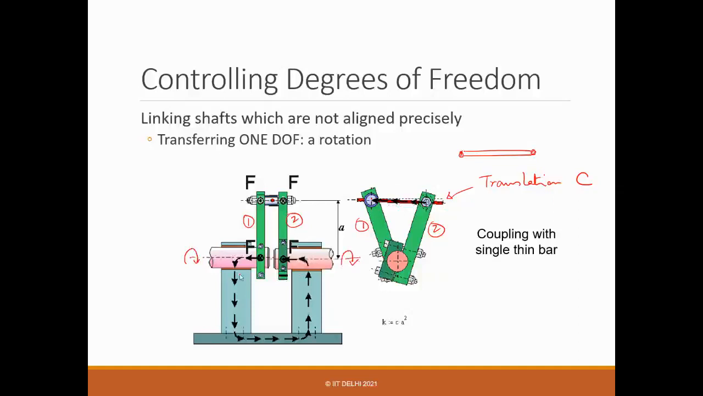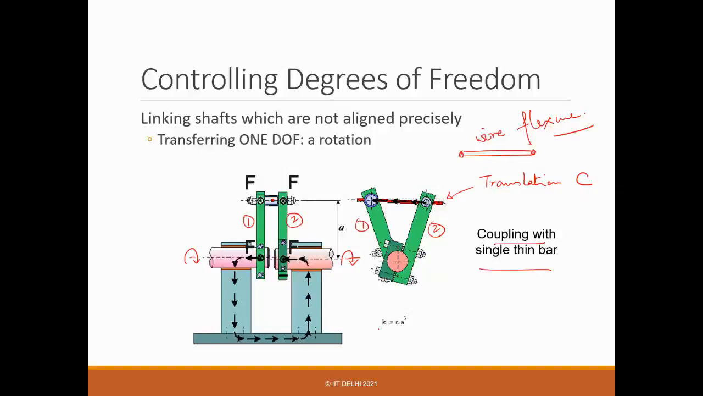So just try to visualize, and whatever examples I'm showing you here, I will ask you to quickly make a CAD model of it and try to visualize. It's very easy, and you can see it yourself, right? So in principle, a wire flexure will be good enough to provide the constraint you want from a coupling. So a coupling with a single thin bar, right?